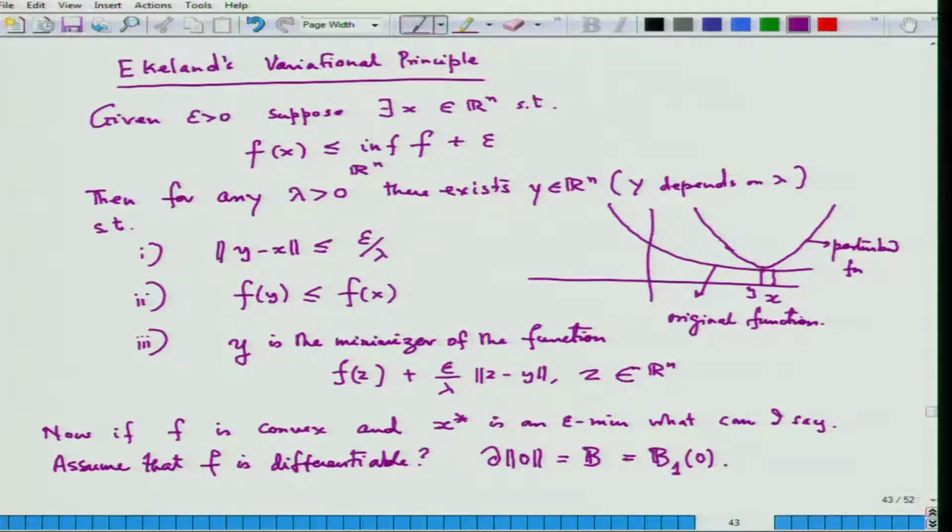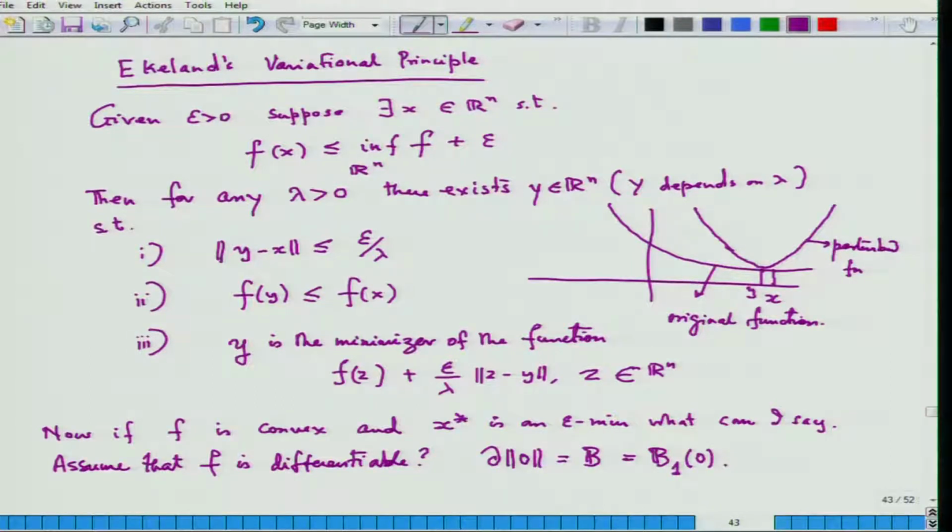Here the example is that of a convex function. So, here what happens is that if, say, a function like e to the power minus x has x as an epsilon minimizer, then y is another epsilon minimizer near x, such that it minimizes this perturbed function, which is also a convex function, because you are adding a convex function with a convex function. So, in our case we are just bothered about convex functions. So, our diagrams etc. are all represented through convexity.